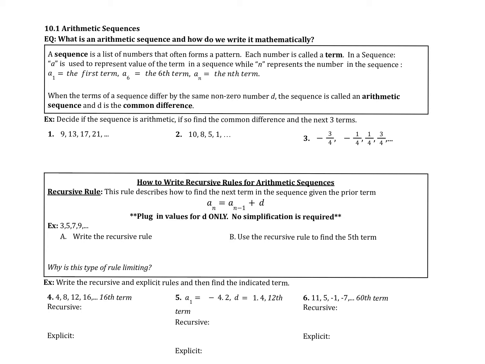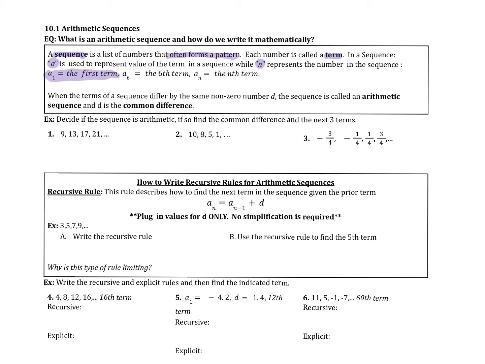A sequence is just a list of numbers that form a pattern. Each individual number is called a term. So we have a first term, a second term, a third term. In a sequence, we use some math notation that I want to make sure you understand. We use the letter A to represent the term, and we use a little subscript of n to talk about the place that number is in the sequence. So for example, we would say that A sub 1 is the first term in the sequence.